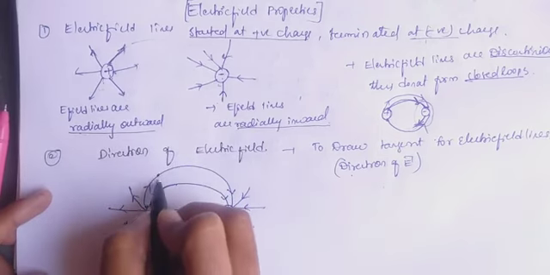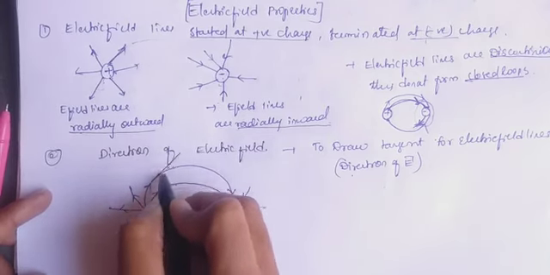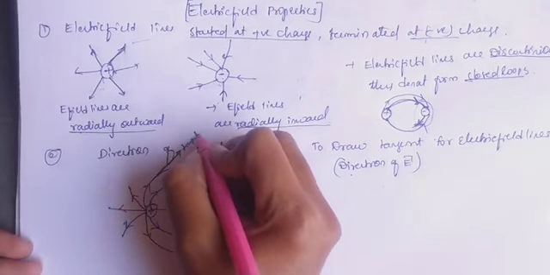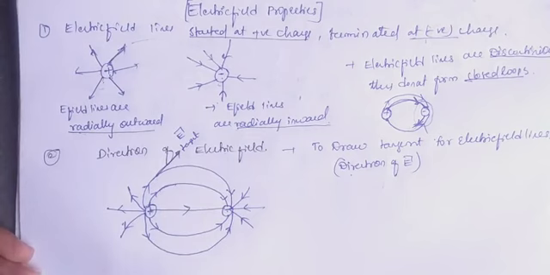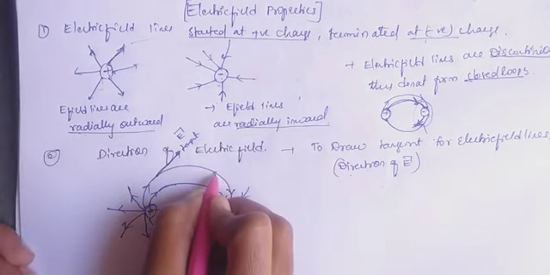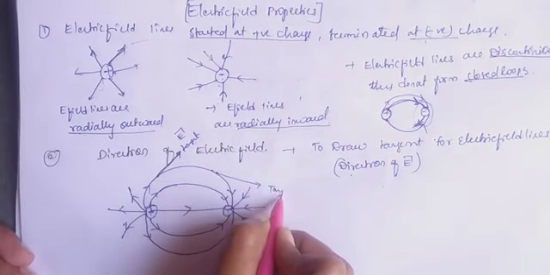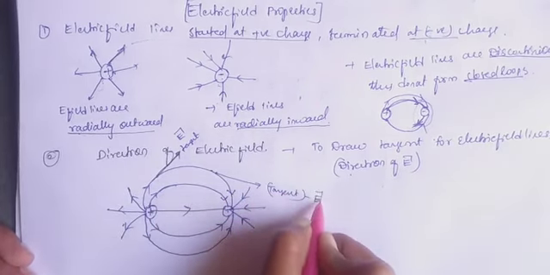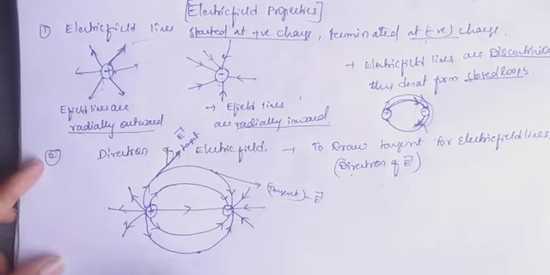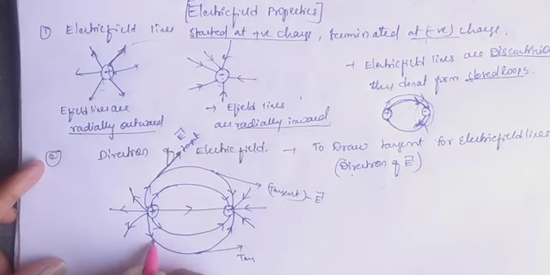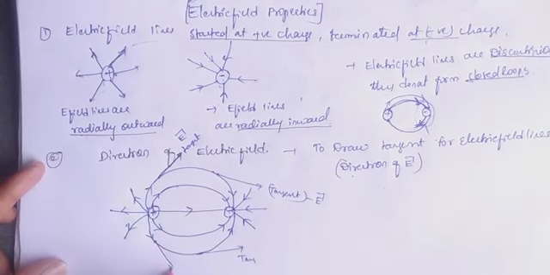So if here is the charge, we have to draw the tangent. Tangent means this is the tangent. This tangent represents the electric field direction. If we want the electric field direction here, we have to draw the tangent here. This is the tangent, so it will give the electric field direction. If I want the electric field direction here, this is the tangent. So this is the electric field direction.